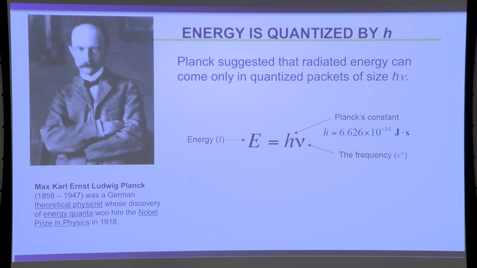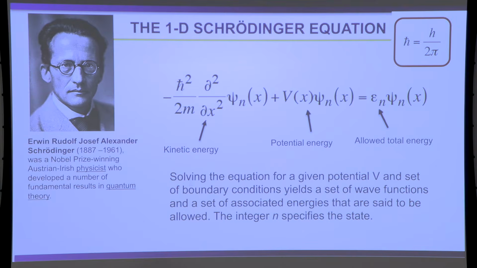Here we have Max Planck, in 1900, a German physicist, whose discovery of energy quanta won him the Nobel Prize in 1918. Basically, he says the energy is quantized, and Planck suggested that radiated energy can only come in quantized packets. So the energy is equal to Planck's constant multiplied by nu. Remember, you need to understand the energy of the molecules and what they can do, especially in a flame environment. That's the reason why we're going this way right now.